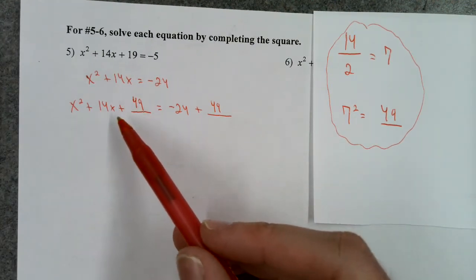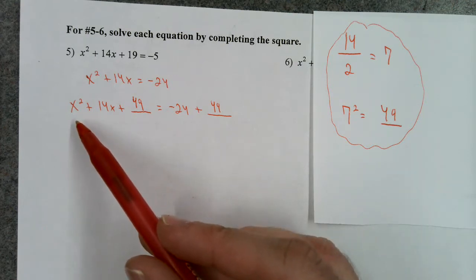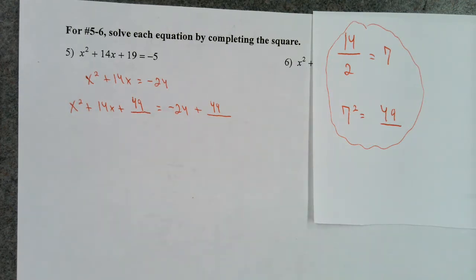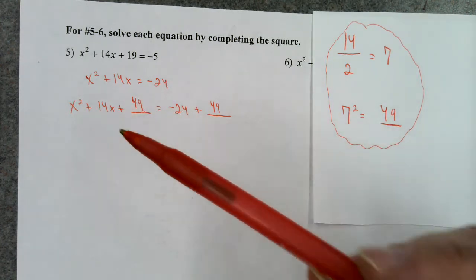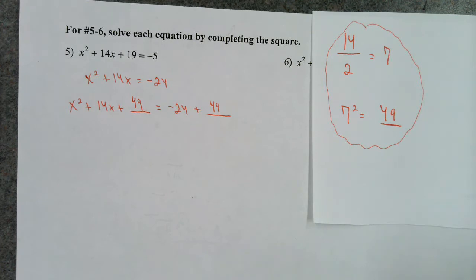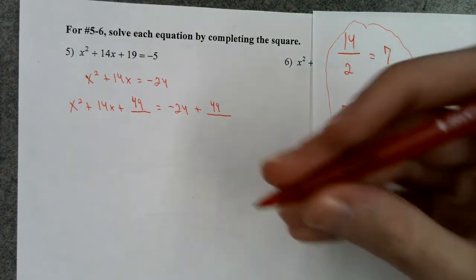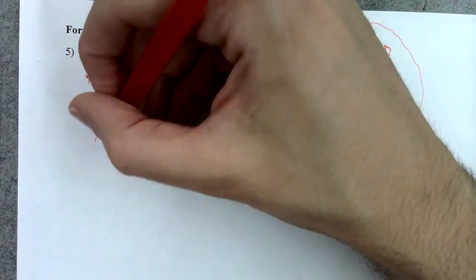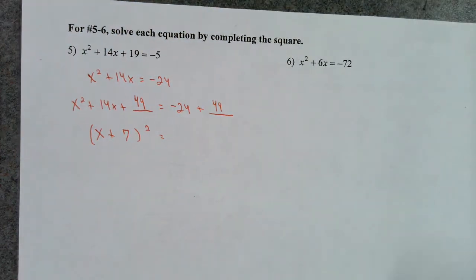So now what I do is I factor the left. This is going to become something squared. It's called completing the square. So you can either factor, look for two numbers that multiply to 49 and add to 14, so 7 and 7, or the shortcut is it's whatever that number is. Okay, so it's a 7 and it's positive. So the left is going to become x plus 7 squared. And on the right, this equals 25.